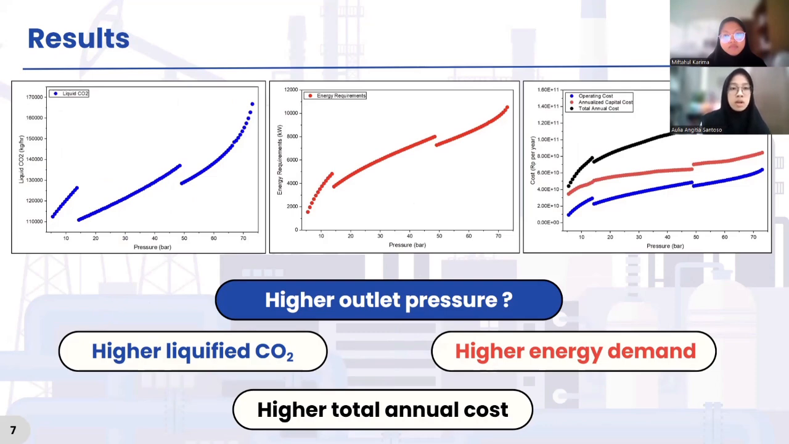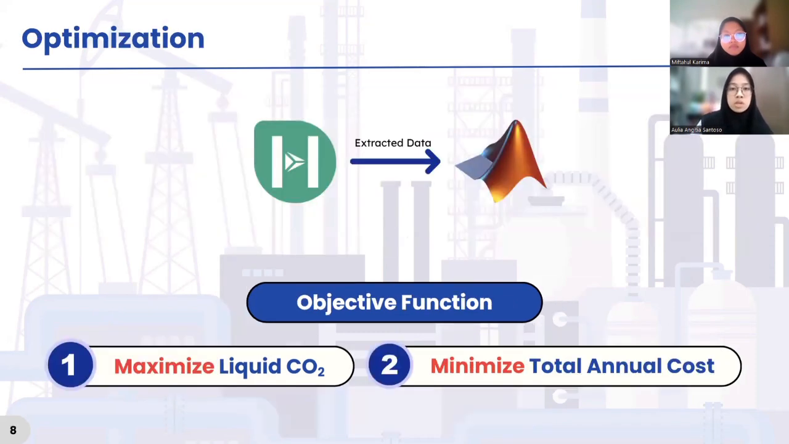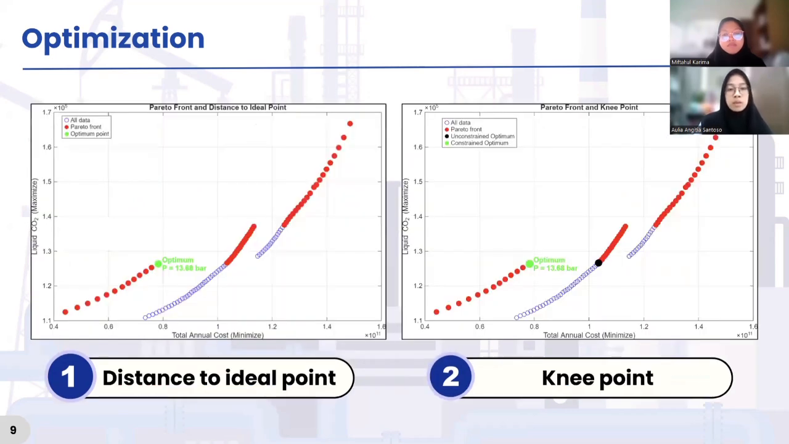To address this trade-off, multi-objective optimization was performed using MATLAB. The objective was to maximize the amount of CO2 liquefied while minimizing total annual costs. Using both the distance to ideal point and key point methods, the same optimization result was obtained at a CO2 outlet pressure of 13.68 bar.